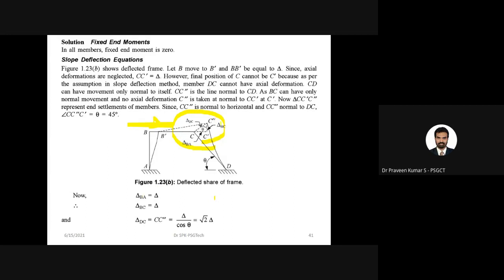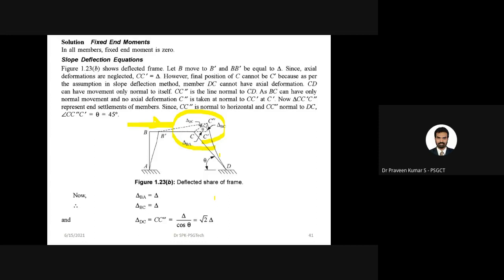So del AB, del BA is equal to del, that we all know. Similarly, del BC is also equal to del. Whereas del DC, at an inclination C of C dash, C of C double dash, is del by cos theta. It's nothing but root of 2 del. So this is for understanding. This has to be known for a deflected position of the frame with an angle.